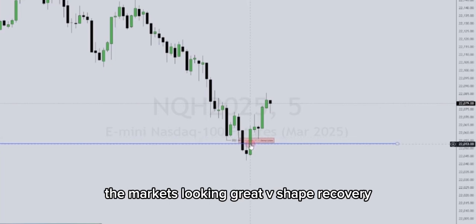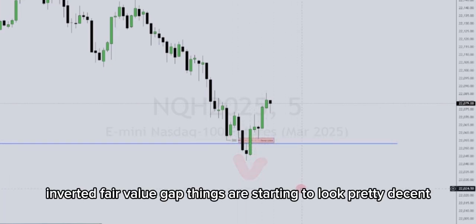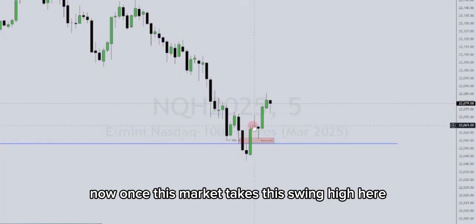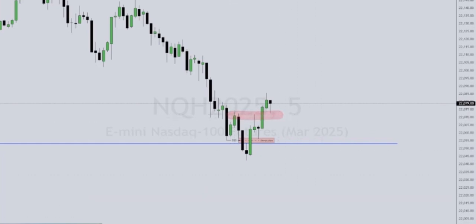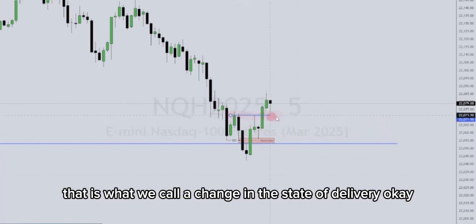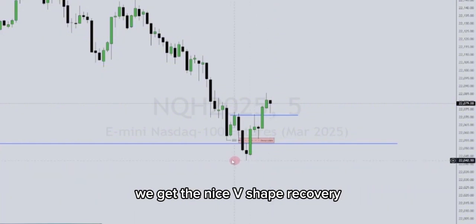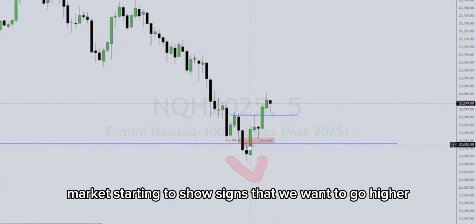Now it's like, okay, the market's looking great. V-shaped recovery, inverted fair value gap. Things are starting to look pretty decent. Now, once this market takes this swing high here, that is what we call a change in the state of delivery. Okay, the market now is starting to deliver in the opposite direction. We get the nice V-shaped recovery. Market's starting to show signs that we want to go higher.